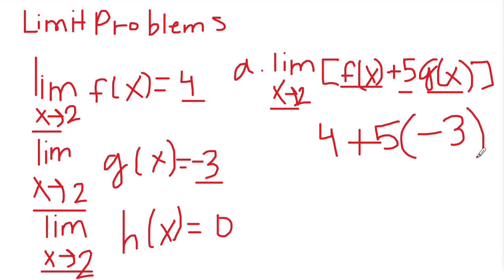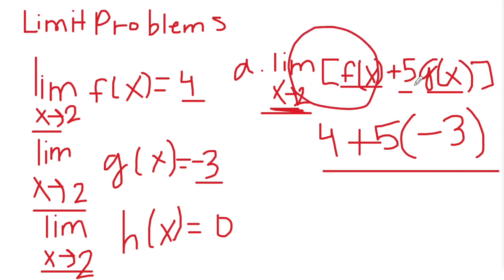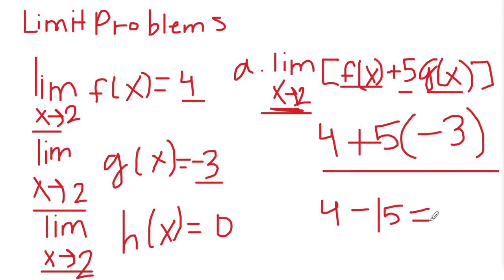When you're plugging in these values, you have to get rid of the limit as x goes to 2. You can't write the limit with 4 plus 5 times negative 3, because you plugged it in, so it's done. The reason this works is that in limit laws, you can split the addition, take the limit of 5g of x, and bring the constant out front. But that takes too much time, so it's easy if you just plug them in. So 4 plus 5 times negative 3 is 4 minus 15, which is negative 11. All right, let's go to the next problem.